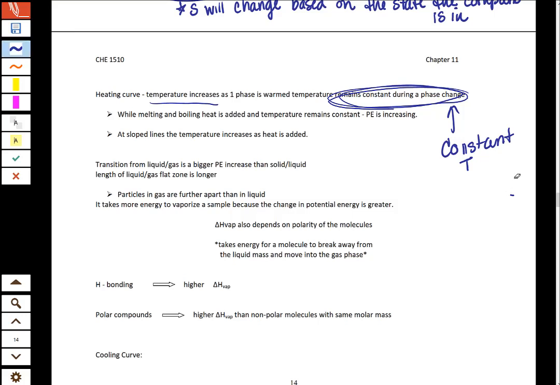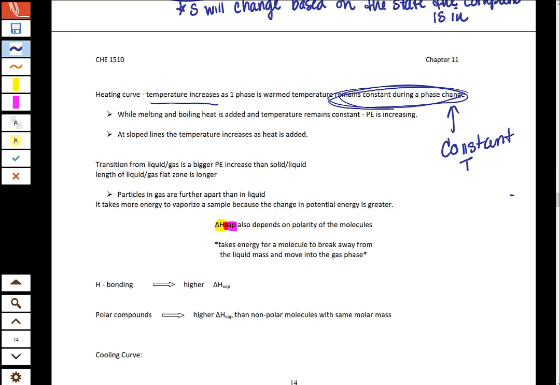During phase changes, the other thing is that we're going to see those sections of the graph where we have that flat zone where the slope is 0. That section is going to have a delta H associated with it, and that delta H is going to also change based upon if you're doing vaporization or melting.